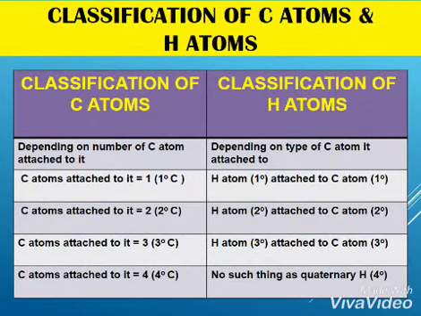Next, we are going to learn how to classify hydrogen atoms into primary, secondary and tertiary hydrogen. The classification of hydrogen atoms depends on the type of carbon atom it is attached to. Primary hydrogen is attached to primary carbon. Secondary hydrogen is attached to secondary carbon. And a hydrogen atom is classified as tertiary when it is attached to a tertiary carbon atom. There is no such thing as quaternary hydrogen.